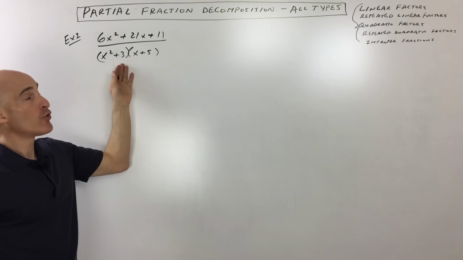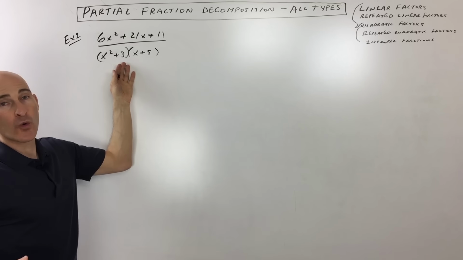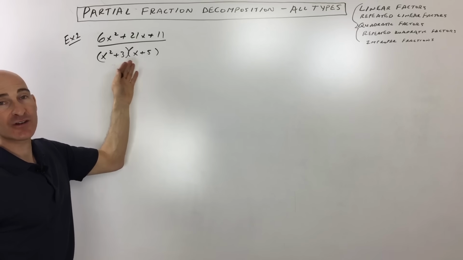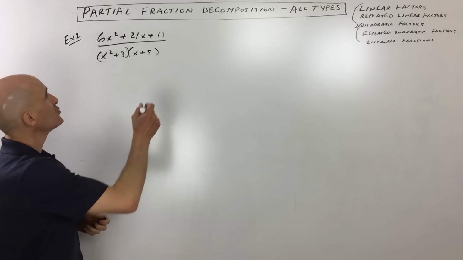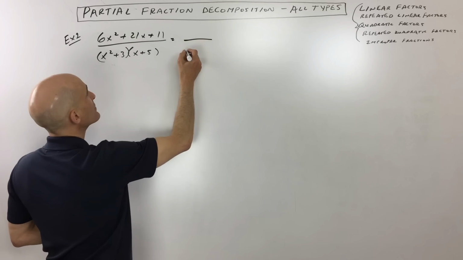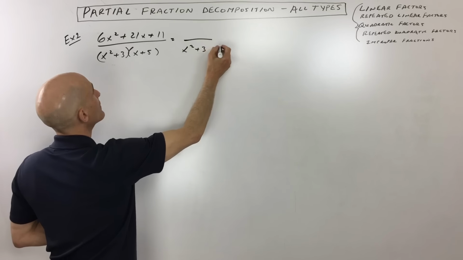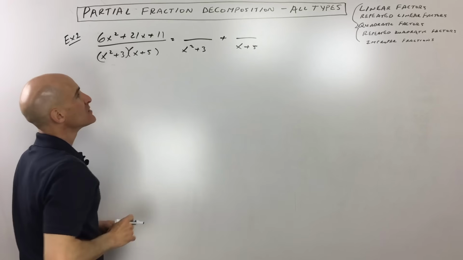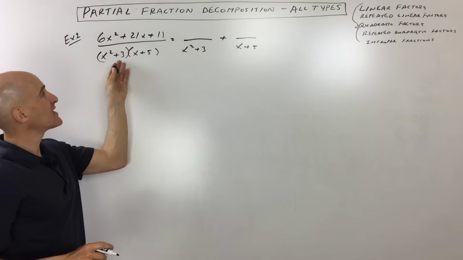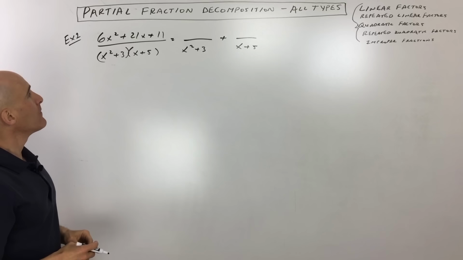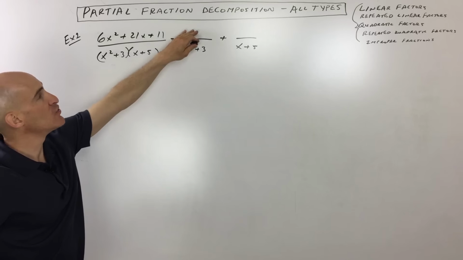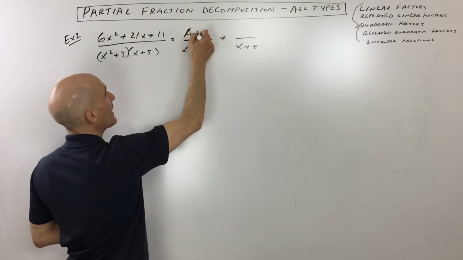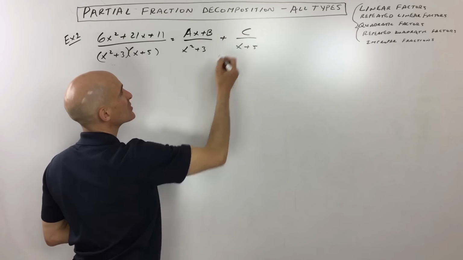Okay, in this example, we're going to be working with quadratic factors. Now you can see this problem here, it's already factored for us, but what we're going to do is go ahead and break it up into its two fractions here, x squared plus 3 and x plus 5, okay? So sometimes you have to factor the denominator. In this case, they already gave it to us in factored form. But the question now is, what is the numerator of these fractions? Well, this one's going to be ax plus b. This one's just going to be c.